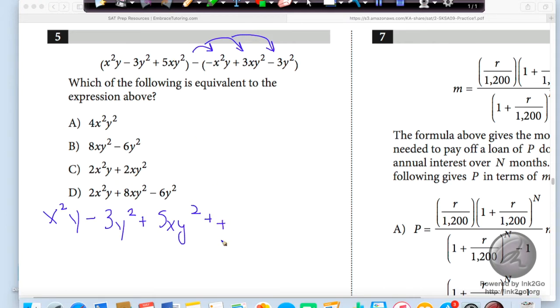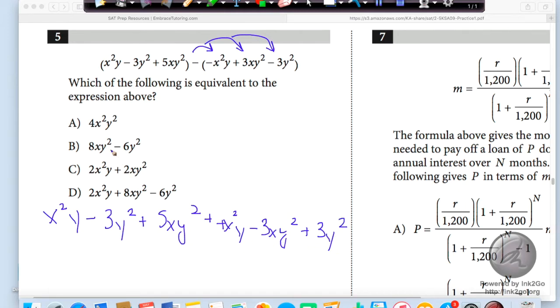A negative to a negative becomes a positive, and this is going to become x squared y. And a negative to a positive becomes a negative, so 3x y squared. A negative to a negative becomes a positive, so this then becomes 3y squared. Now, I see what I have here, and I'm going to want to combine like terms.